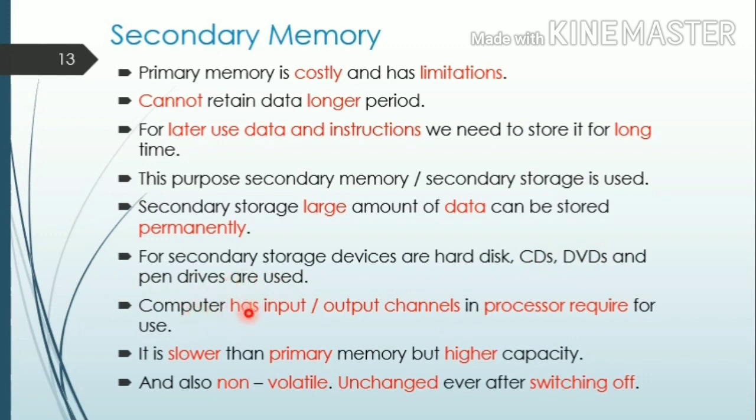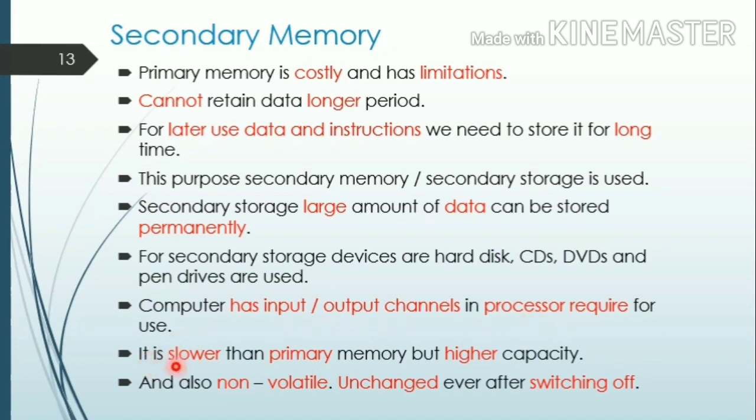The computer has input output channels, and the processor is required to use them. As we discussed in the input output chapter, all input output actions are read by the processor. So this is also used by the computer as memory for the processor's requirements, because whenever you open a file that is stored on a secondary device, it is retrieved for opening.